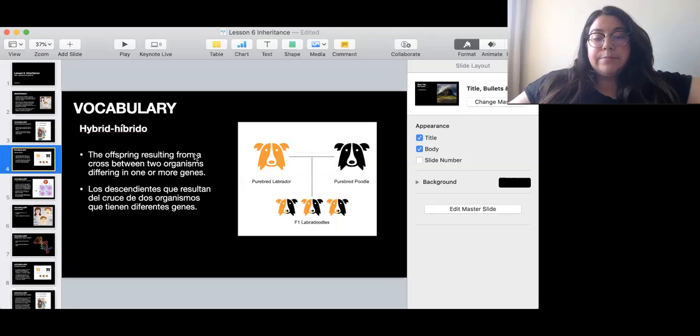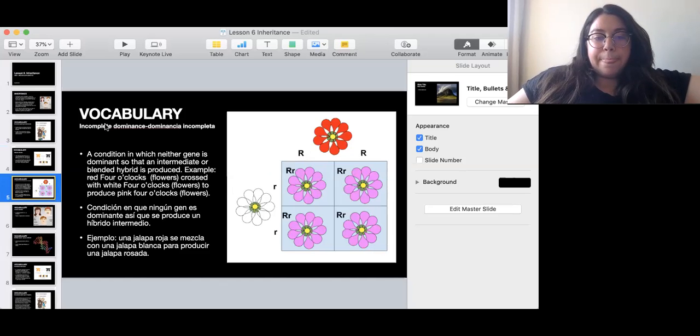Okay, we're talking about hybrid. Hybrid is an offspring resulting from a cross between two organisms different in one or more genes. And here I put an example with dogs. You have a Labrador, you have a poodle, okay? These are purebred dogs, but if they have babies, they're gonna have a hybrid baby, okay? So it's a mix of one dog and the other. So there are different breeds of dog, diferentes razas.